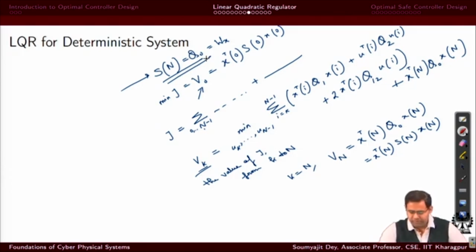Now let us try to do something. Let us mind our objective. We want to figure out what is the last optimal control input, assuming all the previous decisions have already been optimal.